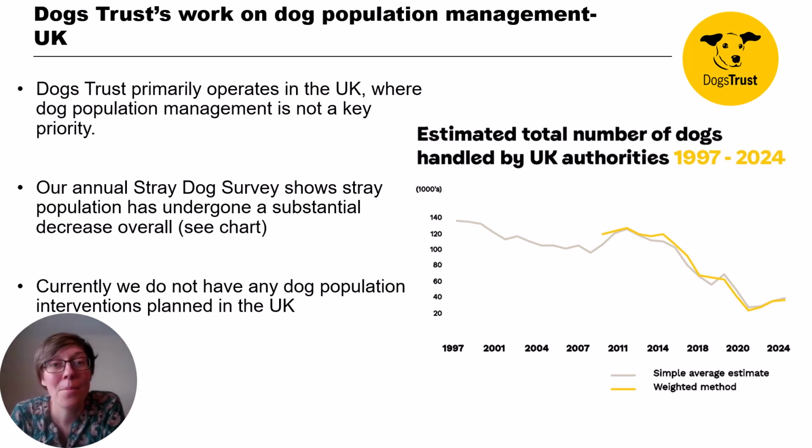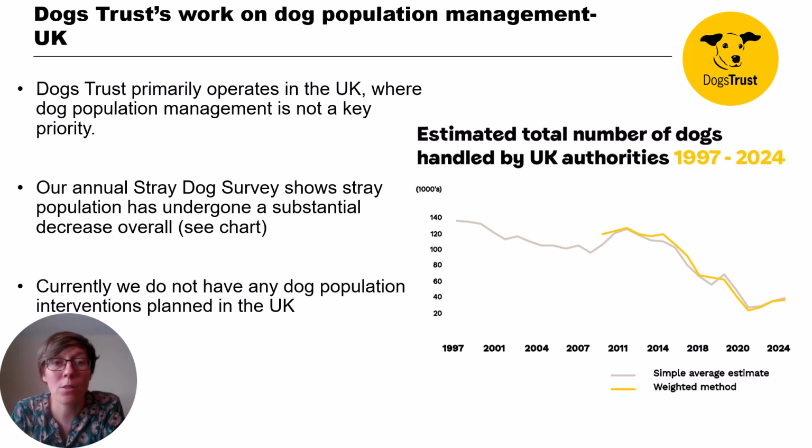Thank you, Cam. I'm going to talk a little bit about the work Dogs Trust does in the field of dog population management. So Dogs Trust primarily operates in the UK, where dog population management isn't really a key priority. Our annual stray dog survey has been administered to UK local authorities every year since 1997, and it asks them to tell us how many dogs they've handled each year. Bear in mind, these are mostly lost or sometimes abandoned pet dogs, many of whom are eventually reunited with their owners. So it's a pretty different situation from the free-roaming dog populations you see in other parts of the world.